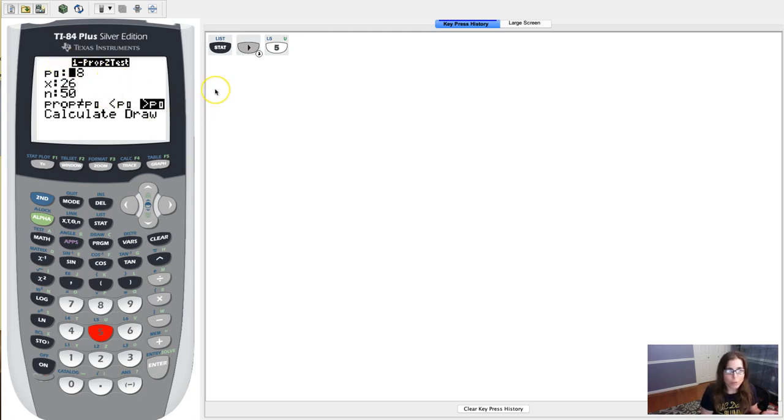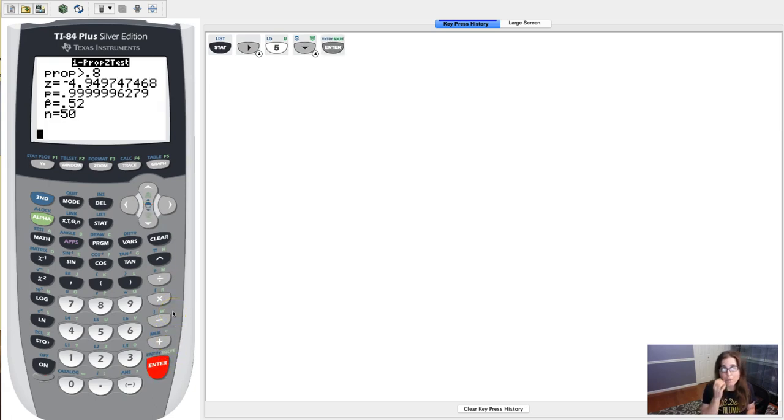I guess my null proportion is allegedly 80%, and in my sample data, I had 26 successes out of 50 trials. And we could go down and hit calculate, right? Everything's gonna pop up real nice. Ooh, we got a nice p-value of 1.